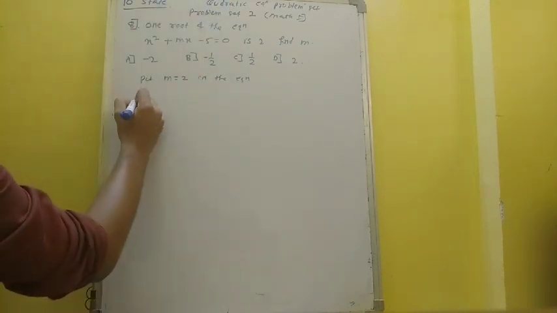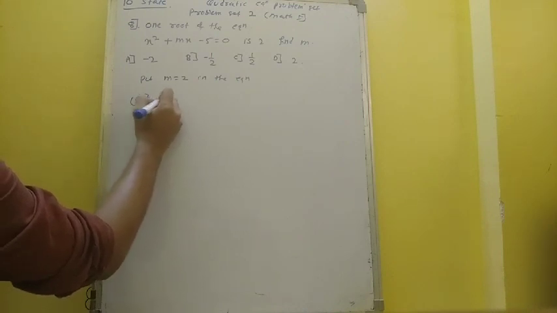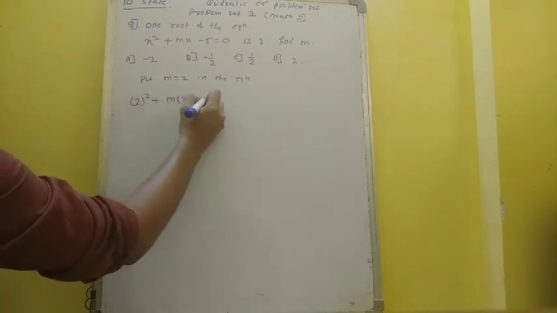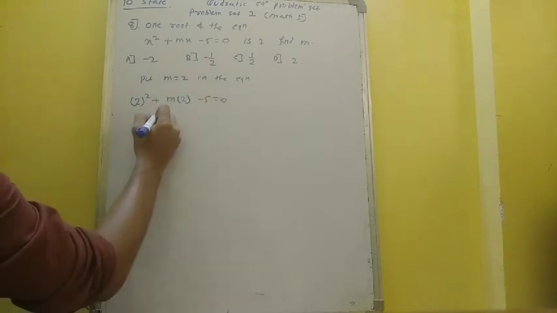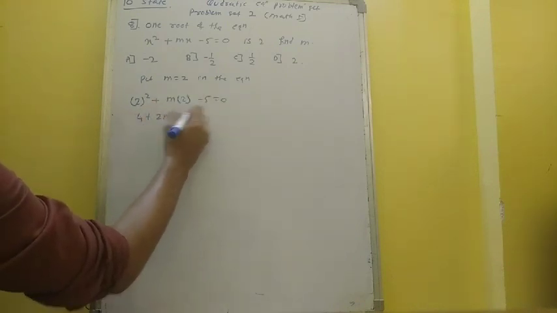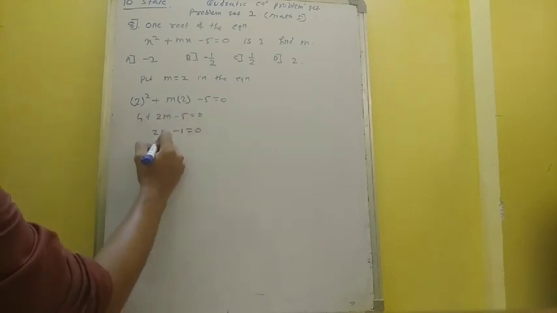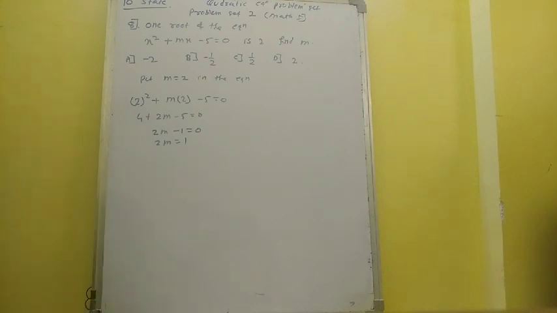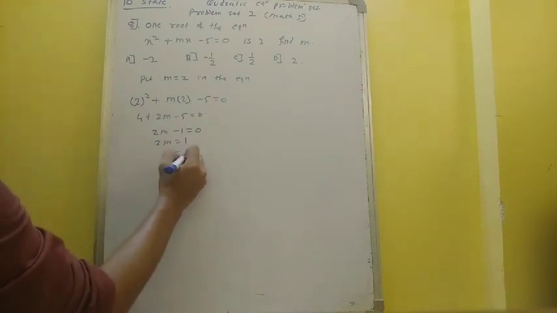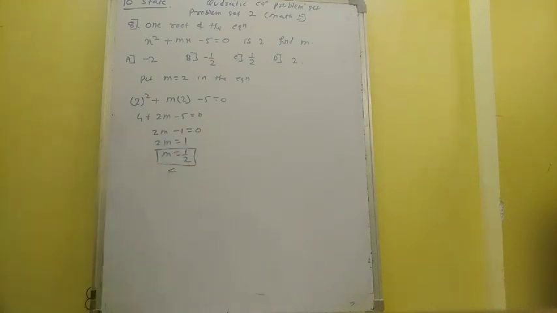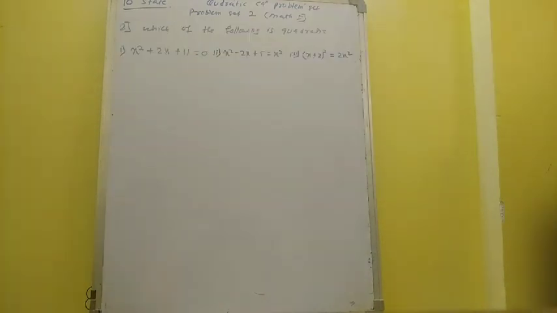So 2 square plus m into 2 minus 5 is equal to 0. 4 plus 2m minus 5 is equal to 0. 4 minus 5 is minus 1. 2m is equal to minus 1, which goes there and becomes plus 1. m is equal to 1 upon 2. Do we have 1 upon 2? Yes. So the correct answer is 1 upon 2. Now, which of the following is quadratic?